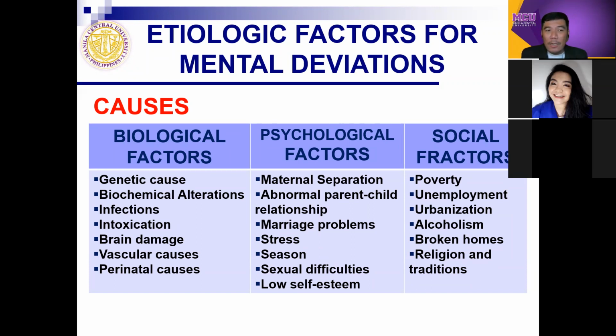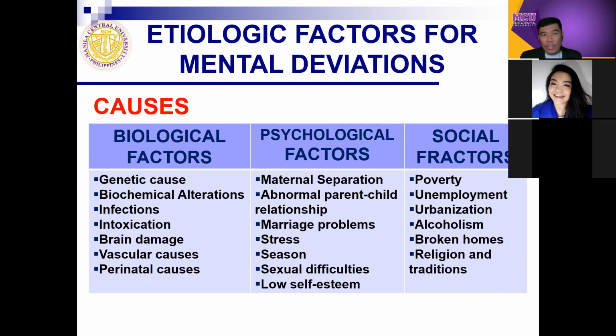Biological factors are related to the body's processes. Psychological factors are usually more on the self and relationships with others. Social factors are factors that are affected by cultural and environmental influences.